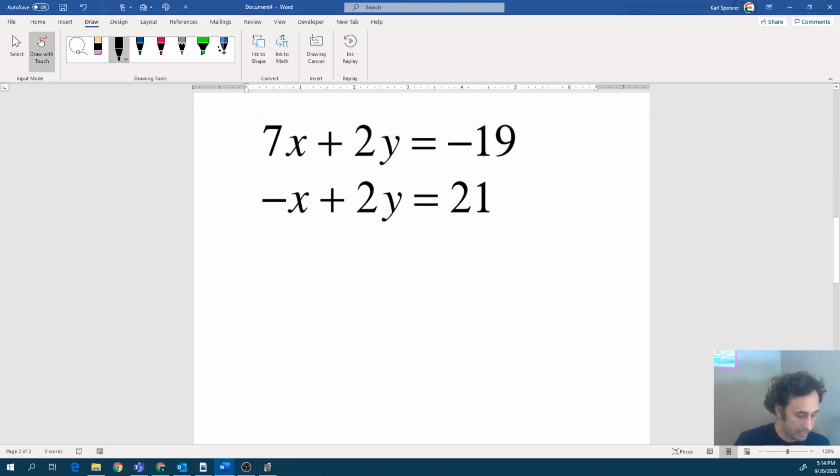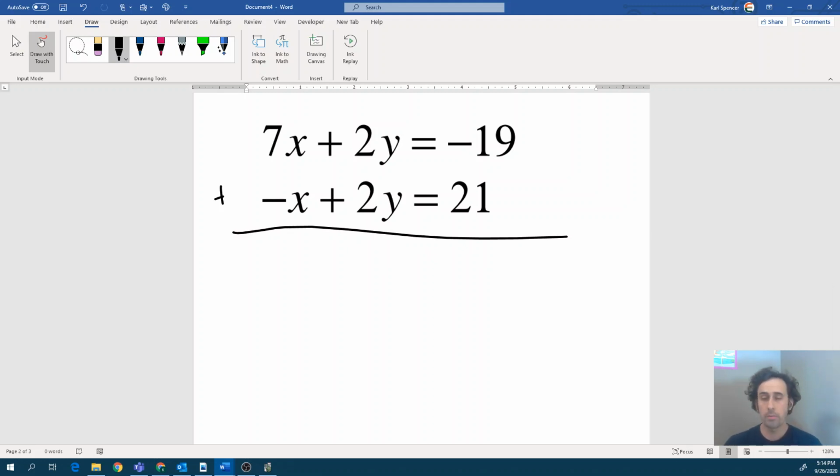Here, in our second example, if we were to add down, would one of our variables get eliminated? Well, negative 7x minus x is negative 8x, and 2y plus 2y is 4y equals 2. None of my variables got eliminated. So that really hasn't helped me quite yet. What we want to look to do is, can we manipulate one of our variables? And the way we're going to do this is through multiplication.